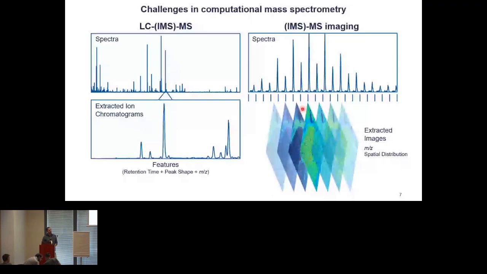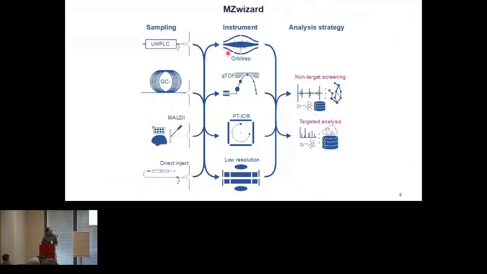So what the MZ wizard allows you to do is to select what type of sampling or introduction of the sample you are using, what type of instrument, the mass analyzer you're using, and what is the purpose of your experiment, whether you're doing untargeted metabolomics or targeted measurements or library building and so on. And then it builds the data processing pipeline for you, and it fills in all the parameter values with some default values based on what you selected here. And this is how it looks in practice.